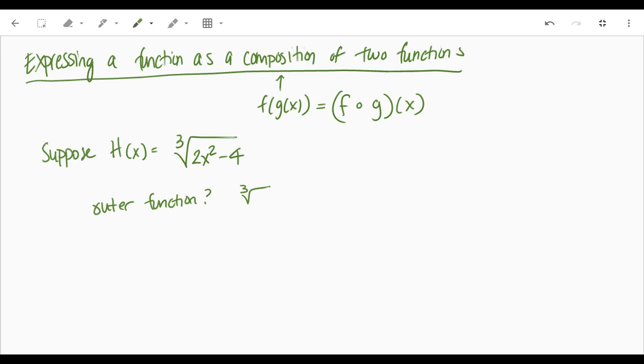Okay? And then inside, you would have the 2x squared minus 4. Okay? So the f is the outer, the g is the inner. Okay, so your outer function is going to be, oops, and I just messed it up, f of x.